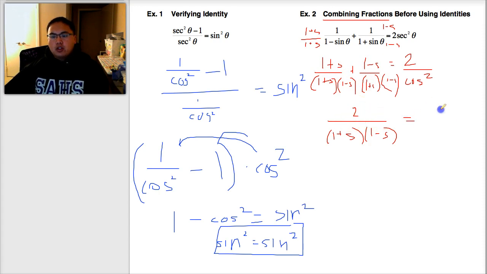Now I'm so close to getting it to look like the right side. And I think you guys can tell what I'm going to do next. So I already have the numerators, the top parts, equal to each other. I need to get these two equal to each other. Any suggestions?